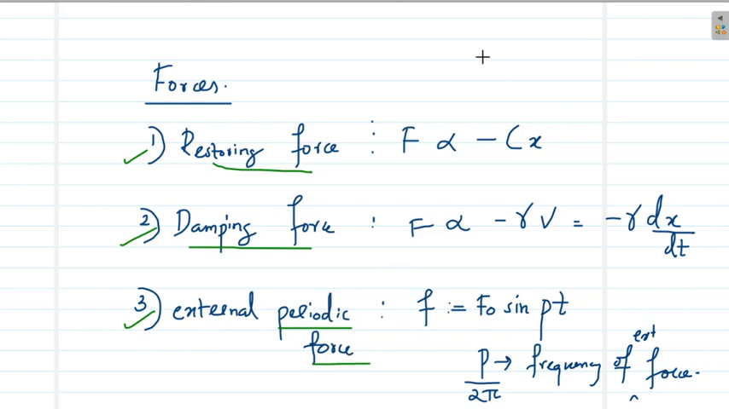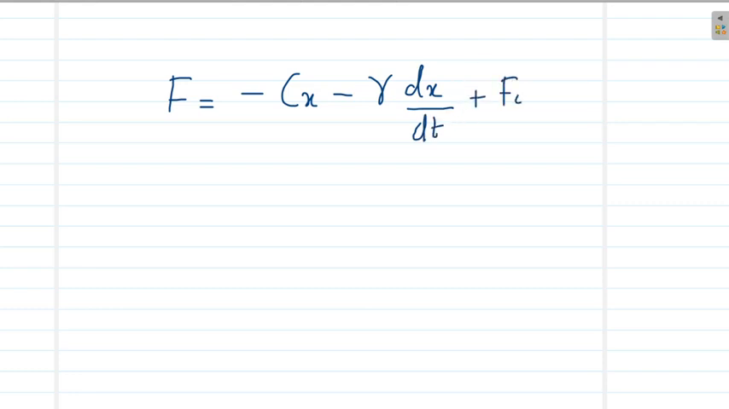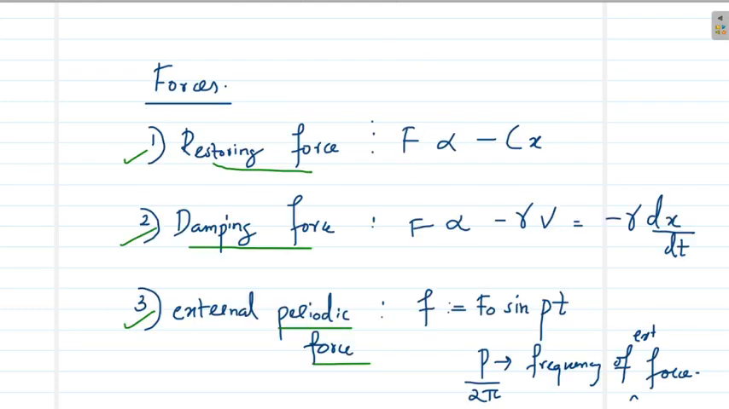So with these three forces in our mind, let us try to formulate an equation corresponding to the motion of a forced harmonic oscillator. So we can write that the total force acting on the system is minus Cx minus gamma into dx by dt plus F0 sin pt. The summation of the three forces is the total force acting on the system.